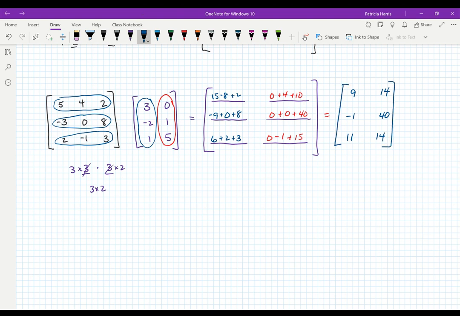All right, that's matrix multiplication. It's pretty fun. I'm going to show you how to do it on the Desmos graphing calculator. I know that Edgenuity has a calculator built in, but if you go to Desmos, there is also one there.